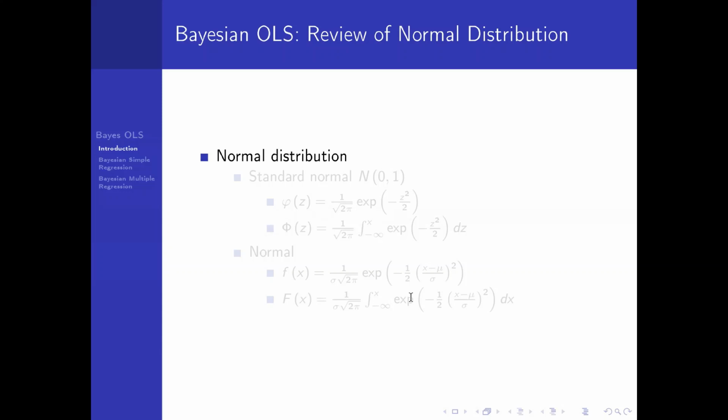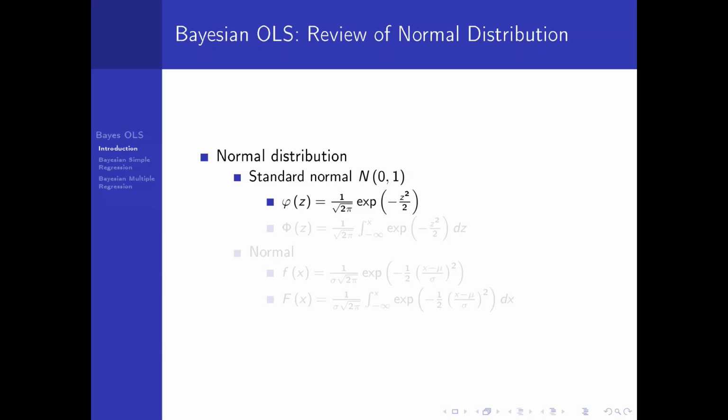Before I get into Bayesian multiple regression or Bayesian linear regression, I'd like to brush up your memory about the normal distribution, since the priors and likelihood both use the normal distribution. So what is a normal distribution? Well, let's begin with the standard normal. When we say standard normal, we mean this random variable follows a normal distribution with a mean of 0 and a standard deviation, as well as variance, of 1.